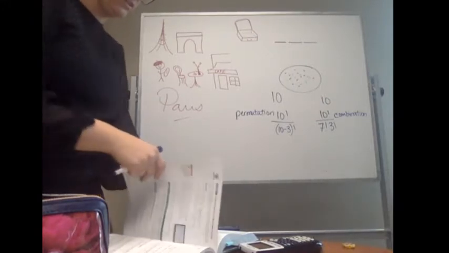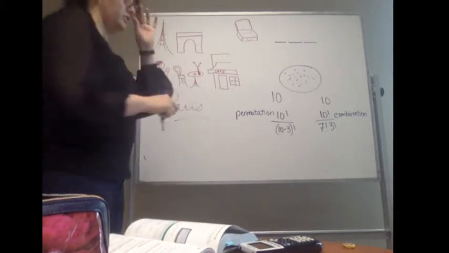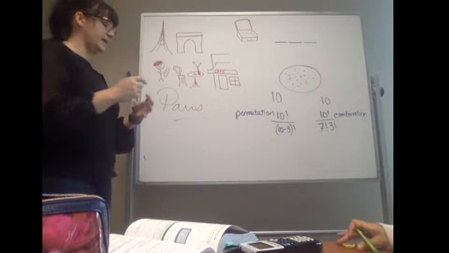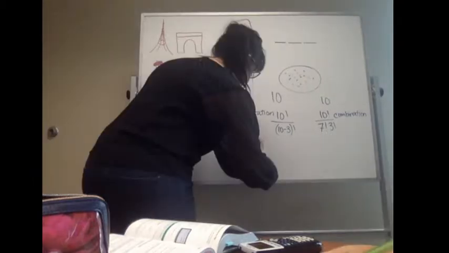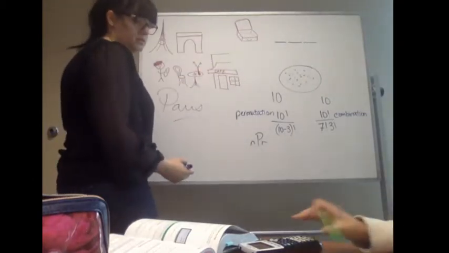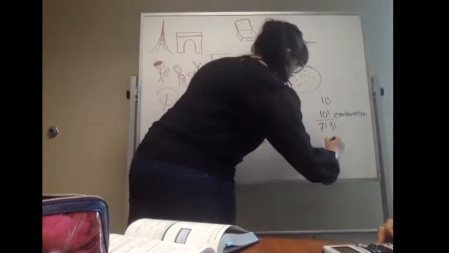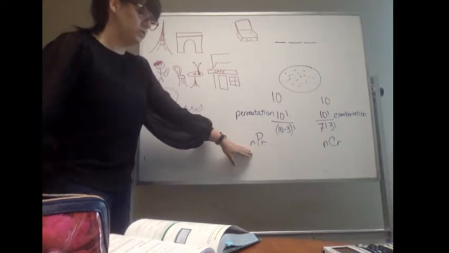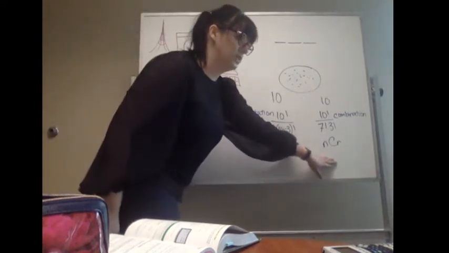Now, in your calculator, you're going to use a very specific button. And that button for permutation is going to look like this. And for combination, it looks like this. And I'm going to tell you where it is. This means permutation. This means combination.